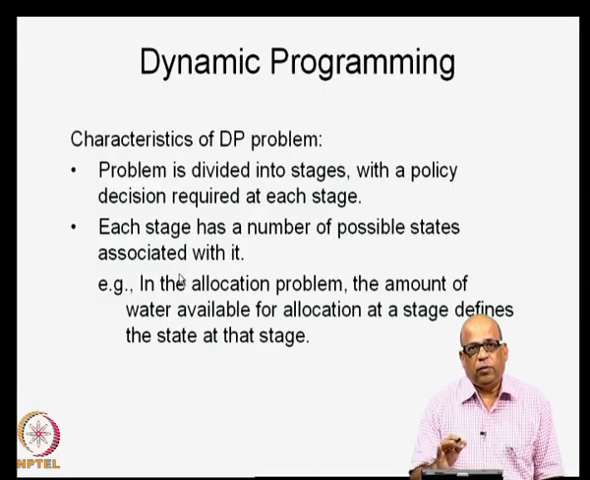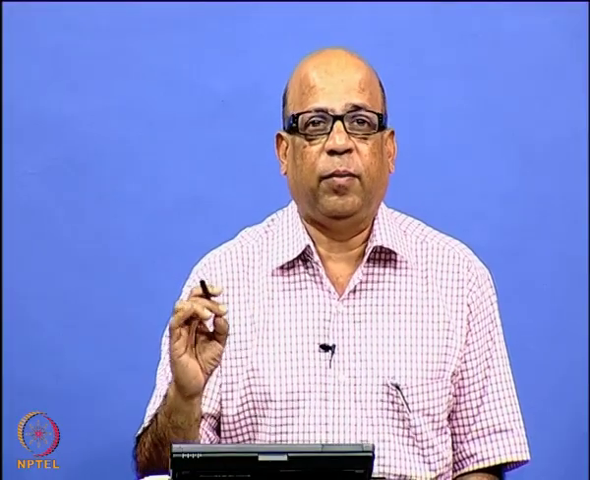At each stage you have a policy decision. What is the policy decision in our allocation problem? The amount of water available to be allocated at that particular stage is the policy decision. Similarly, at every stage you have a state of the system at that stage. When we had user number 1, we defined S1 as the state. Now, the state of the system at that particular stage, in this example, is the amount of water available to be allocated to all the users included in that stage.